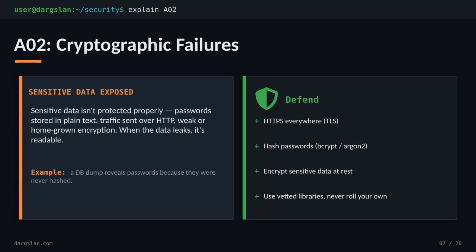Next up, A02, cryptographic failures. This is what happens when sensitive data, passwords, tokens, personal info, isn't properly protected, either in transit or at rest. Think plain text passwords in the database, traffic flowing over HTTP, or someone's clever homegrown encryption scheme. The defense is boring on purpose. TLS everywhere, hash passwords with bcrypt or Argon2, encrypt data at rest, and lean on vetted libraries. Never roll your own crypto.